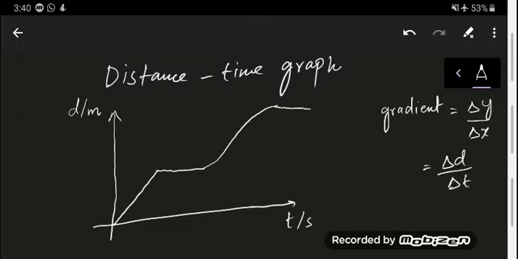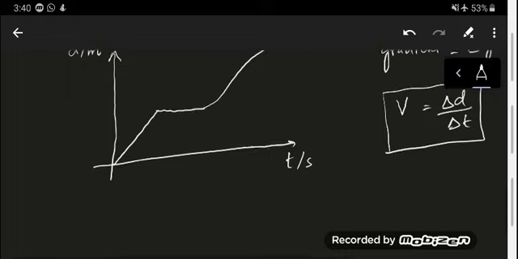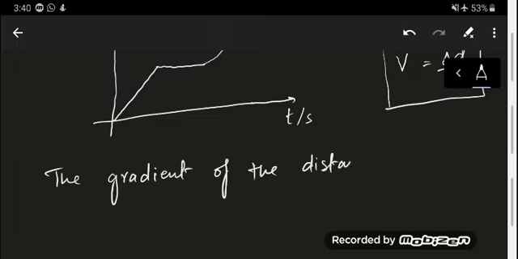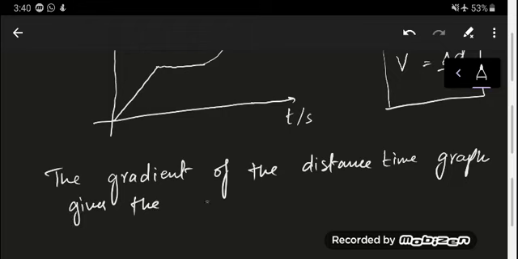And you know that if it is moving in the same direction, the speed and velocity are the same thing. So the velocity is given by the gradient of the distance time graph. The speed or velocity is given by the gradient of the distance time graph. The gradient of the distance time graph gives the speed of the object.